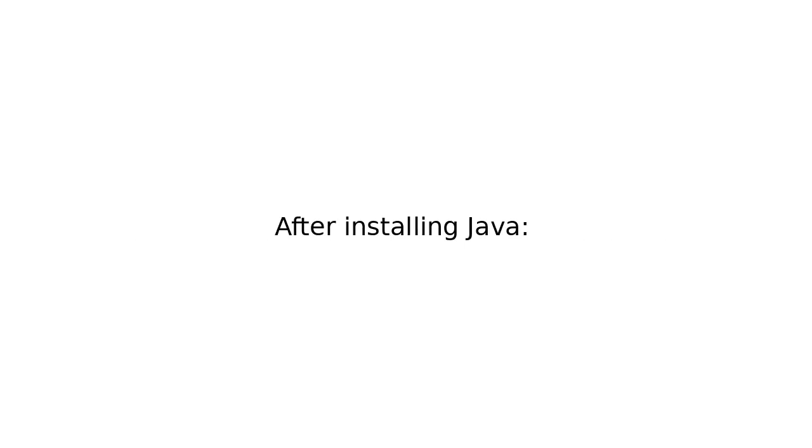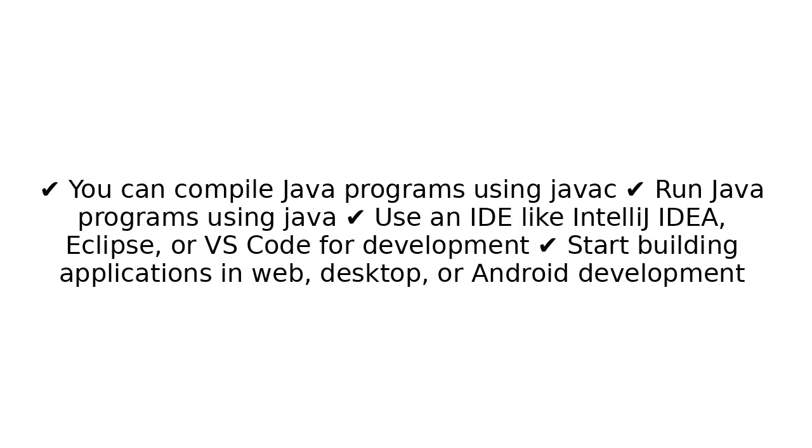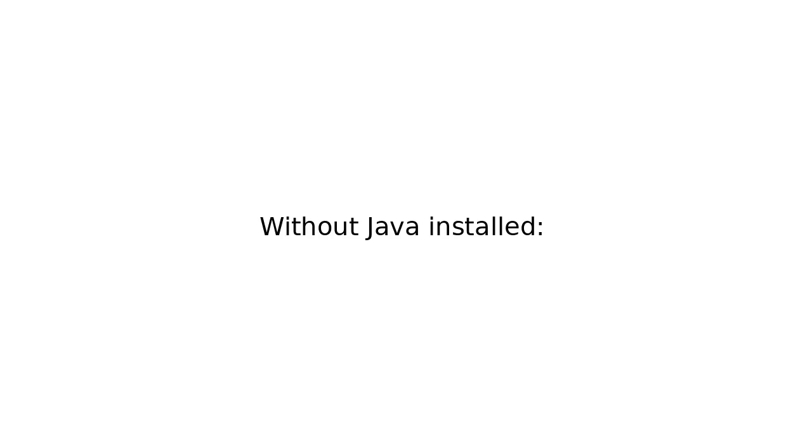Final summary. After installing Java, checkmark: you can compile Java programs using javac. Checkmark: run Java programs using java. Checkmark: use an IDE like IntelliJ IDEA, Eclipse, or VS Code for development. Checkmark: start building applications in web, desktop, or Android development.